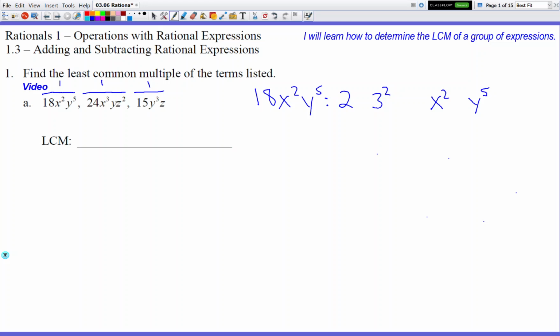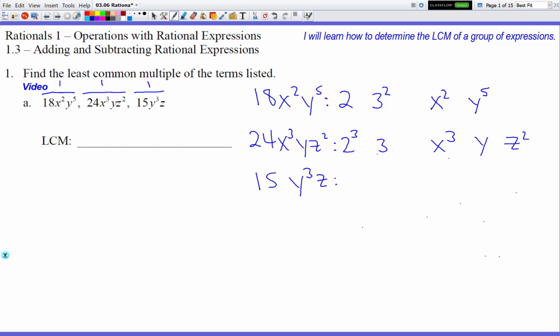Okay, so let's break apart the 24x to the third y z squared. 24 is known as 2 times 2 times 2 times 3, so 2 to the third power times 3, and then x to the third, and then y, and then z squared. All right, and then the last one, 15 y to the third power z.